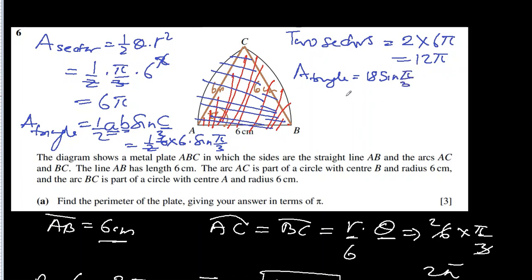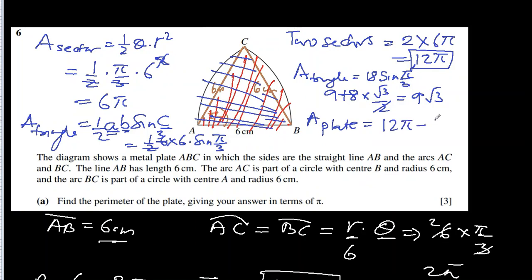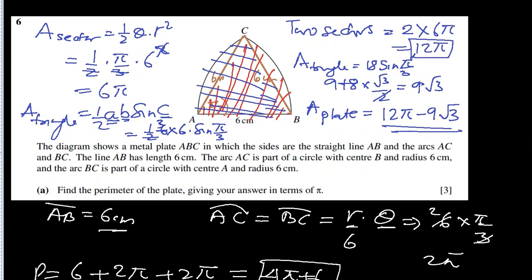Sine pi by 3 is square root 3 over 2. So 18 times square root 3 over 2, since they want the exact answer in terms of pi and square root 3, is 9 square root 3, the area of the triangle. So now, for the area of the plate, which they were asking us to find, the total area was 12 pi for the two sectors, but we have to subtract the area of the triangle. This is the exact area of the plate. All right.